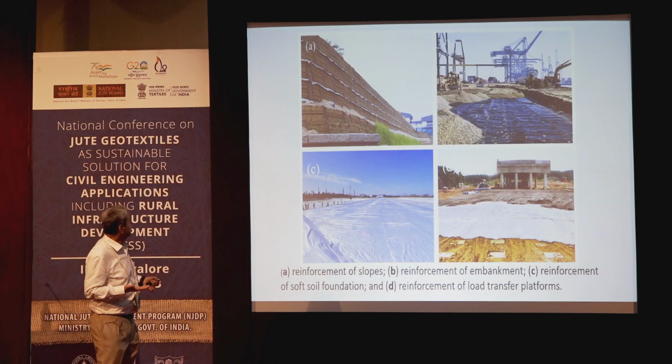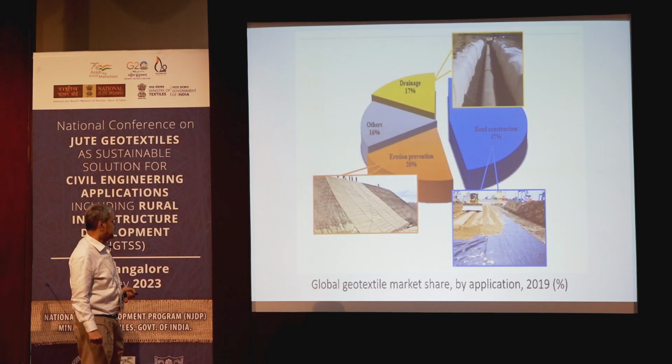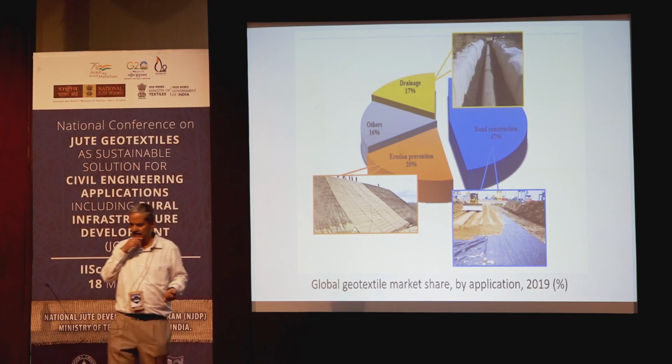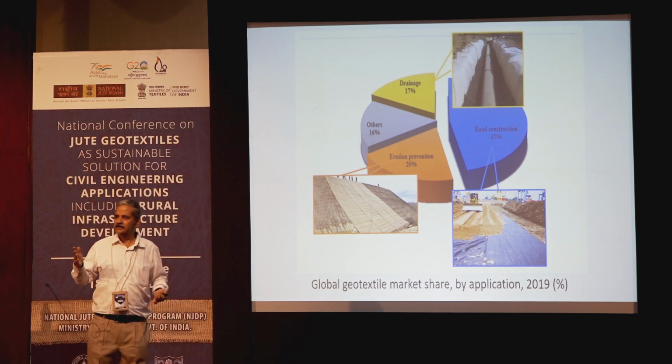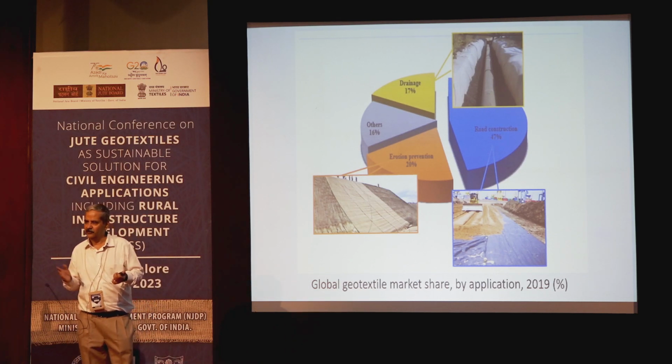So these are all some geotextile, coir geotextile or a jute geotextile facing. You can have some structures like reinforcement of slopes, reinforcement of embankment, or a soft soil foundation, load transfer platforms, and all of that. People say that the geotextile share is increased. In fact, last week somebody came to me and said, we talk about so much potential of geotextiles in the country, why is it not taking off? They wanted to know.